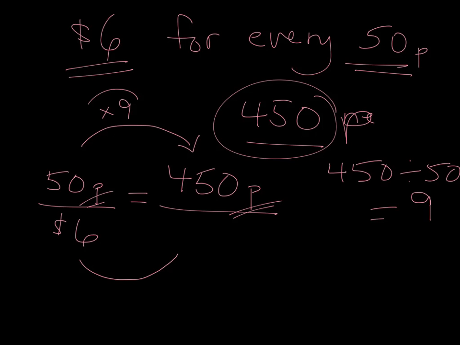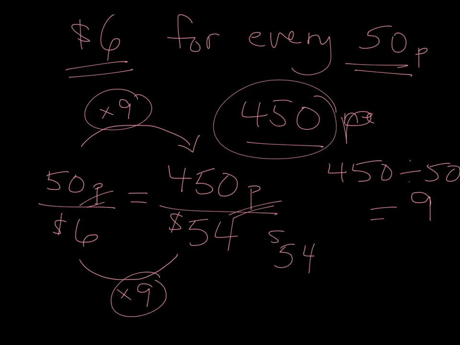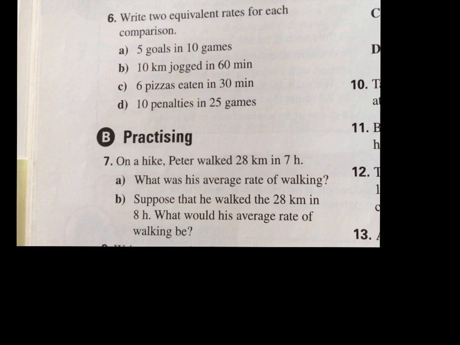Whatever you do to the bottom, you do to the top. You have the same scale factor. So you go 6 times 9. And that's 54, which means that you make $54 for 450 newspapers sold. Okay? So these are the two questions that I'd like you to do.